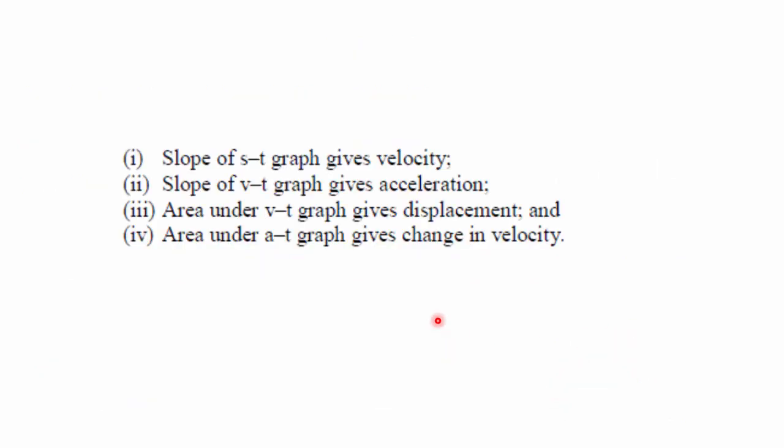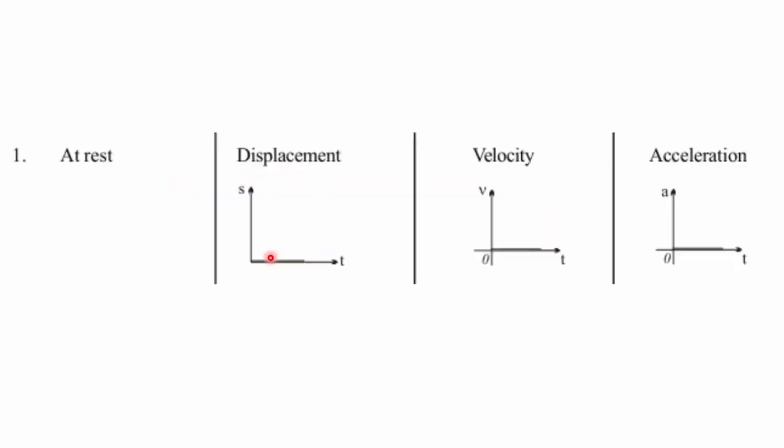So if we want to calculate with the previous slides, then we can say that from a position time graph, the slope gives the velocity. In a velocity time graph, the slope will give acceleration. The area under the velocity time graph will give us displacement, and the area under the acceleration time graph will give us velocity. Now we will take some examples taking into consideration displacement, velocity and acceleration.